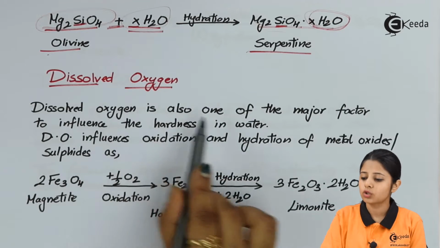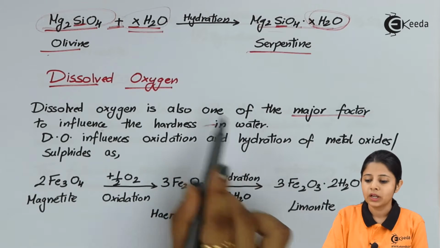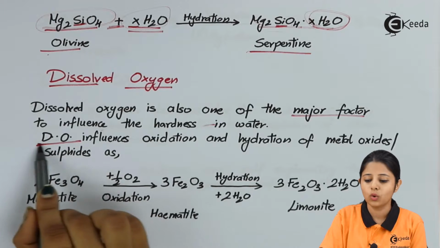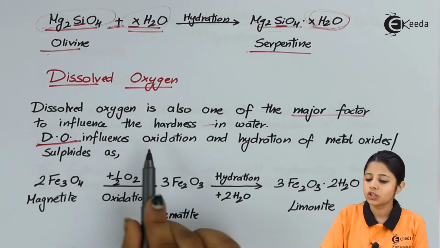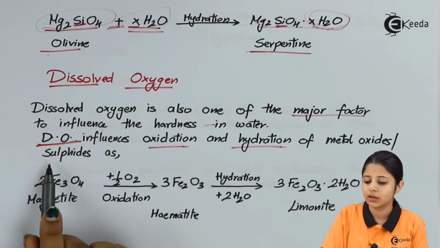Dissolved oxygen is also one of the major factors to influence the hardness of water. Dissolved oxygen may appear as D.O., which is a sign of writing dissolved oxygen. Dissolved oxygen influences oxidation and hydration of metal oxides, sulfides.